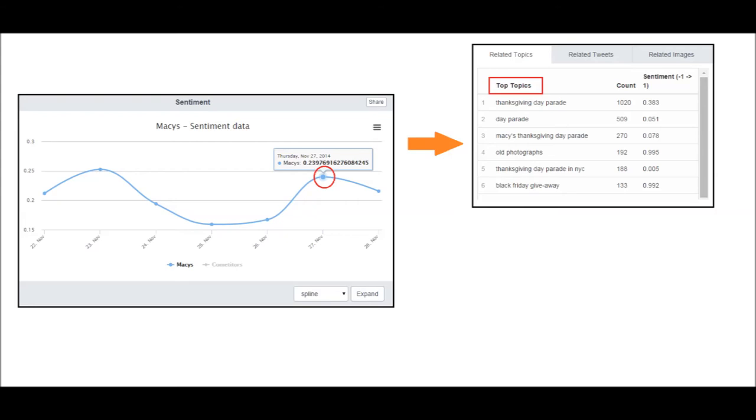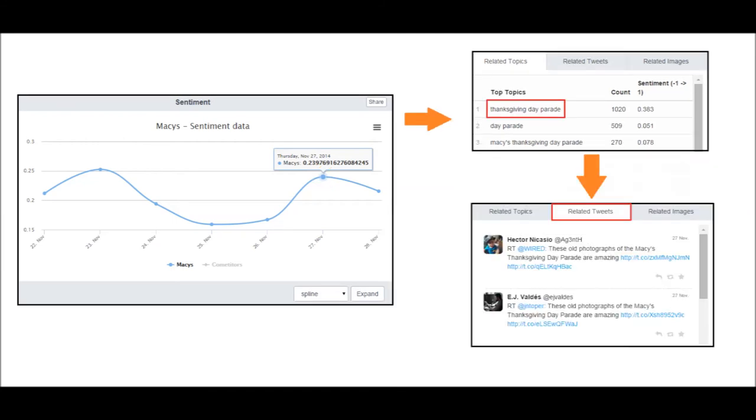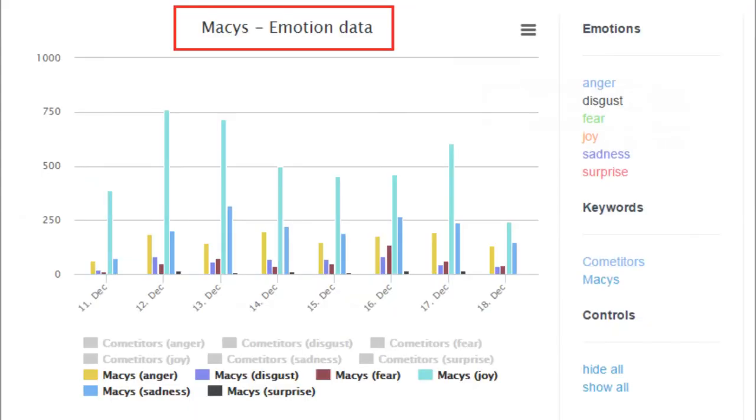In practice, this could help any advertising entity to track emotional sentimental impact of specific ads in specific markets. It could help identify what specific product features customers like or dislike, or customer dissatisfaction with a particular product launch. For example, in this chart, we see a spike in positive sentiments for the Macy's brand on Thanksgiving Day, which coincides with the Macy's Thanksgiving Parade.